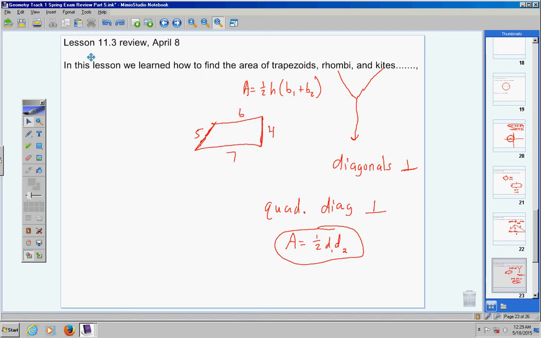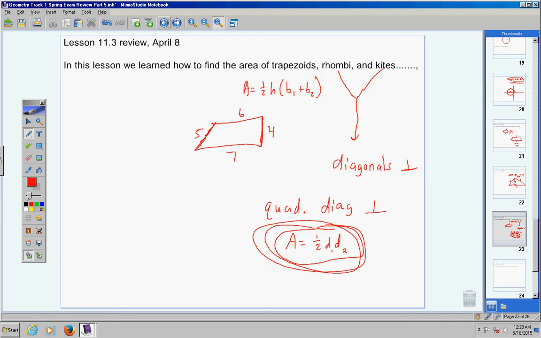Now, same thing for a kite. Rhombi and kites both have perpendicular diagonals, so you can use this formula right here, whether it be on rhombi or kites, okay? This formula will work on both of those. Alright, now let's continue on.